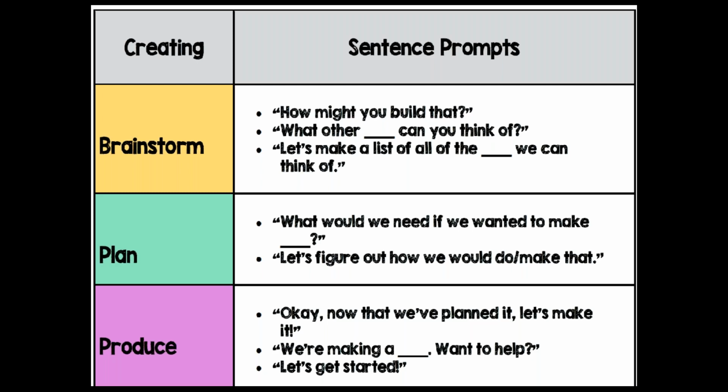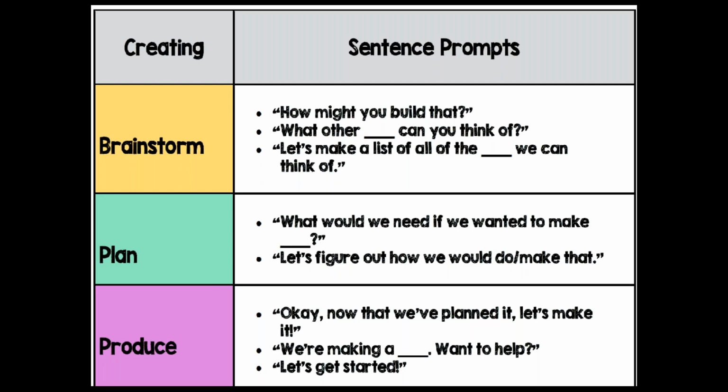You can simply bring it to the building area and say, how might you build that? Or in the art area and say, how might you build that? Or let's make a list of all the blank we can think of. Let's make a list of all the ice cream flavors that we can think of, or ice cream flavors that we haven't tried before. And then we can have a planning stage, and we can talk about, let's figure out how we could or would do that.